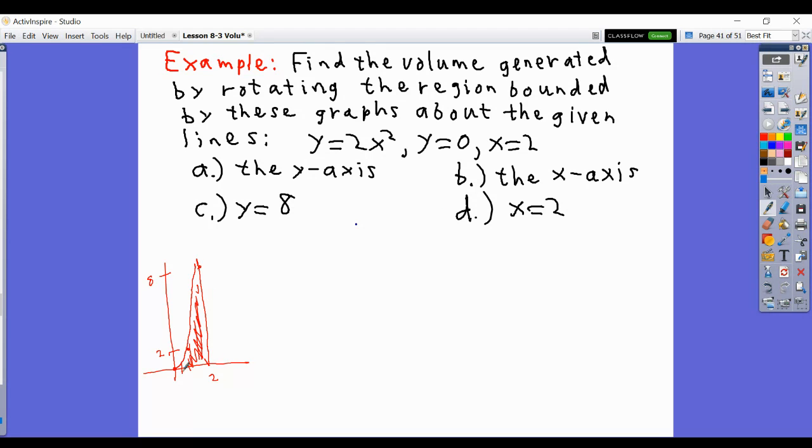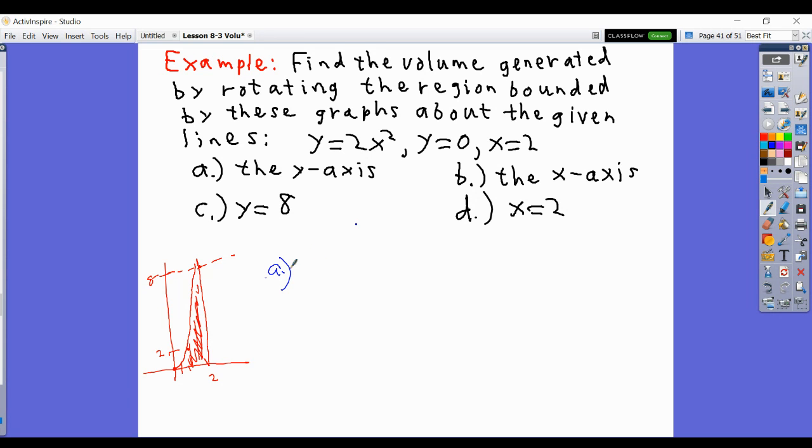For part B, you could rotate it around the x-axis this way. We could rotate it around y equals 8, so we could spin it upward this direction, or we could spin it around x equals 2. So I want you to take a minute, pause the video, see if you can do a setup for each of these problems. All I want is the integral that you would use to solve. I'm going to go ahead and write them out, so if you pause the video, you can follow along now and see.